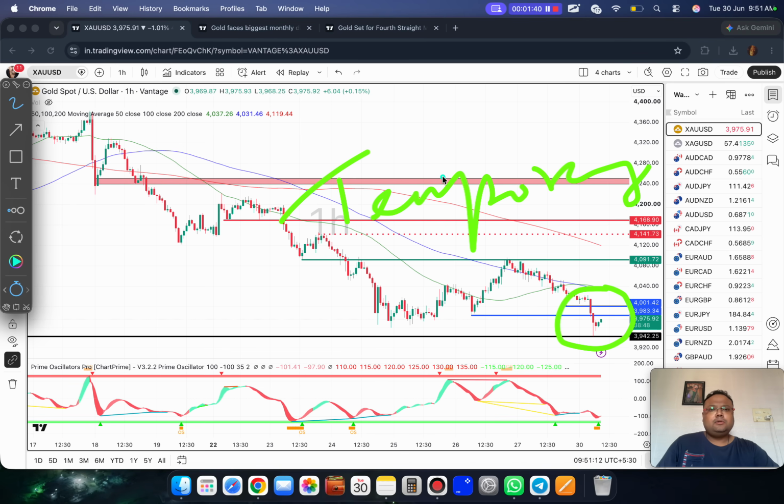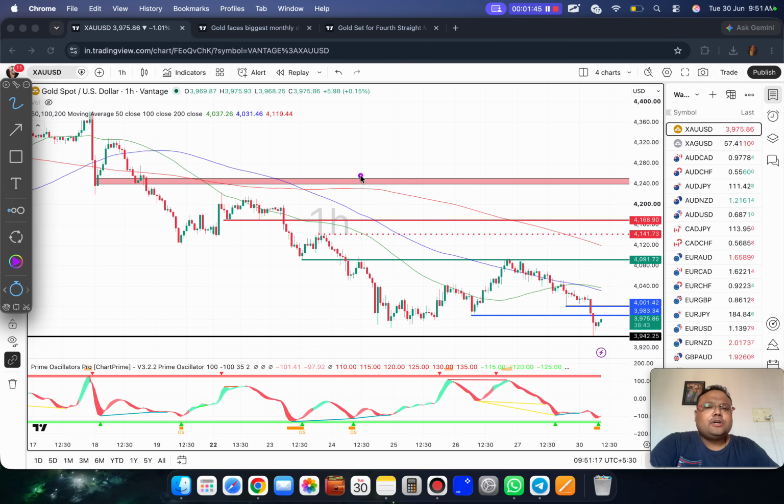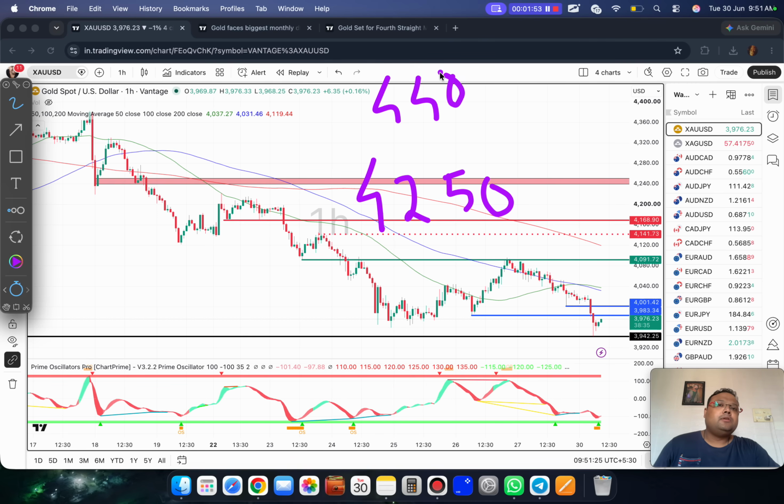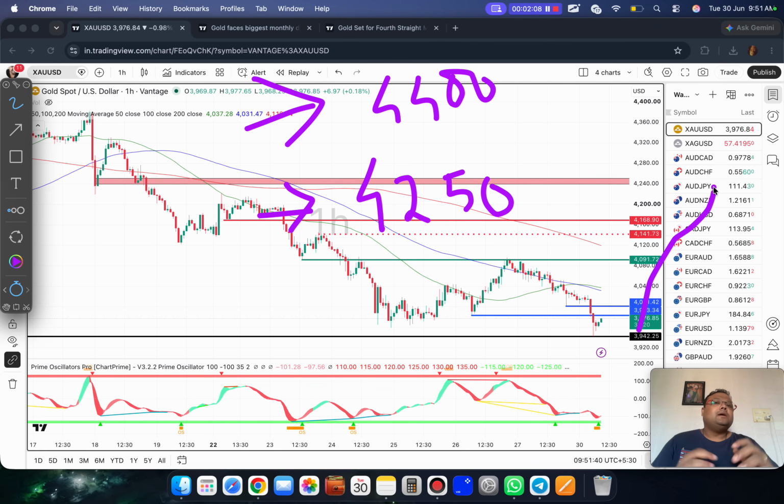One thing we discussed was that if gold really needs to recover, then it needs to cross 4250 at first, and then gold needs to cross 4400. So these are the two important levels. As long as gold is trading below 4250 and 4400, whatever upside comes on gold will be temporary. It means the upside will just last for a couple of days, and again the market will be under pressure. So this is the current scenario of gold here.